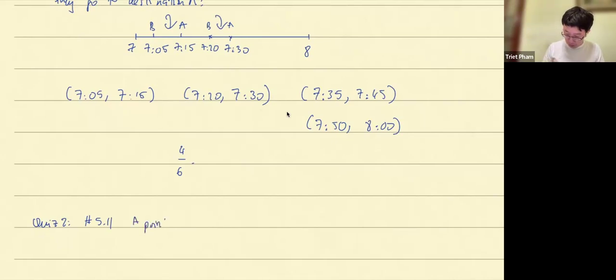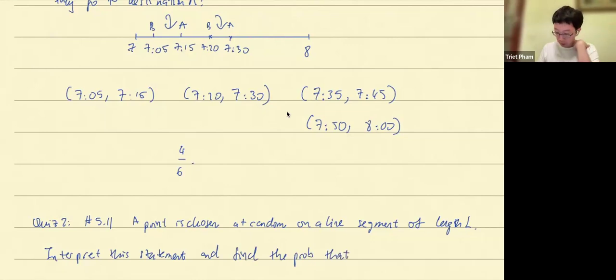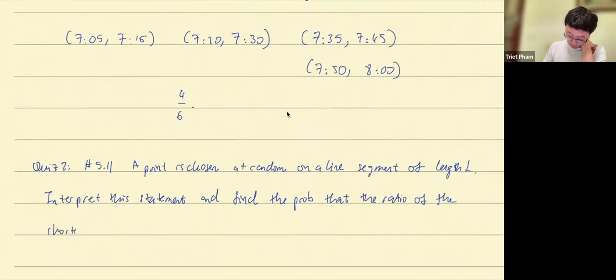So 5.11, a point is chosen at random on a line segment of length L. Interpret this statement and find the probability that the ratio of the shorter to the longer segment is less than 1/4.